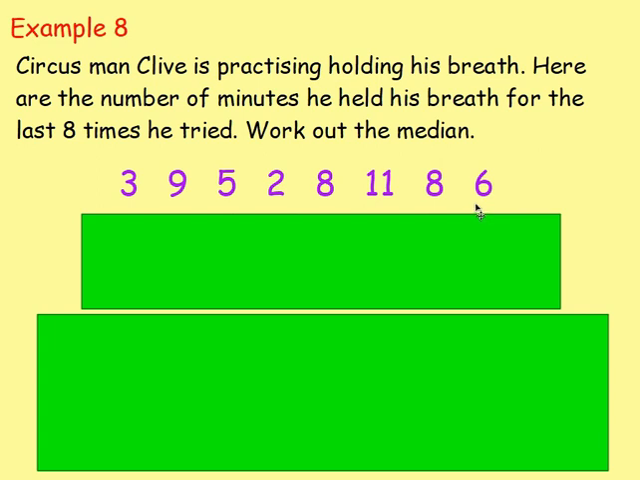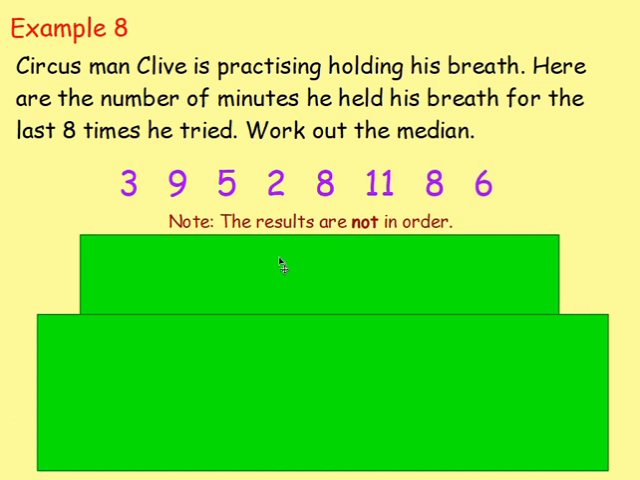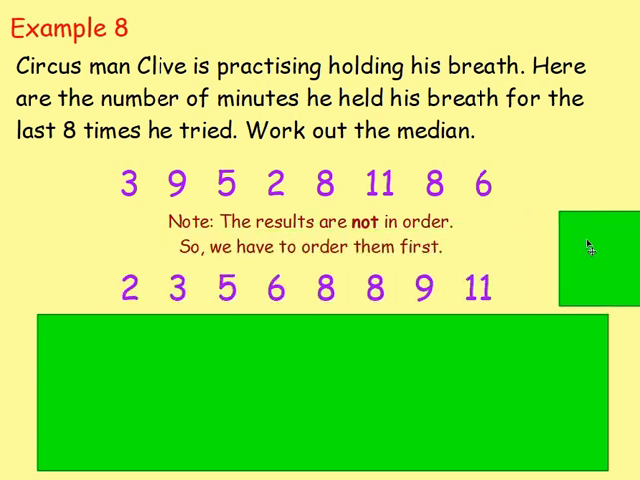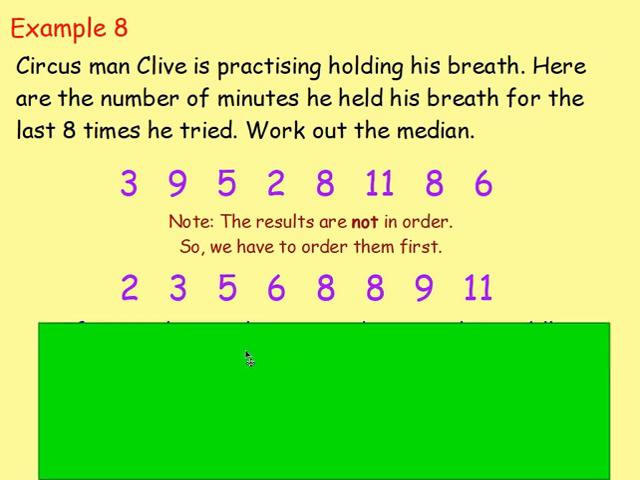Yeah, the results are not in order. The first thing you have to do is put the results in order. You cannot just take the middle one or ones just now. You've got to order them. So, in order, from smallest to largest, we've got a 2, a 3, a 5, a 6, an 8, an 8, a 9, and an 11. So, from here, we can then take the one that's in the middle.